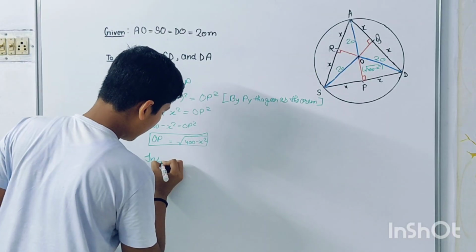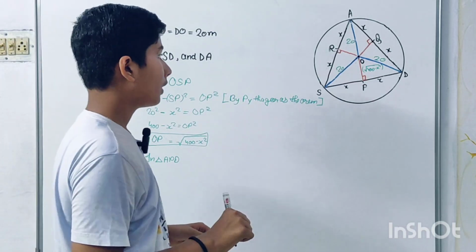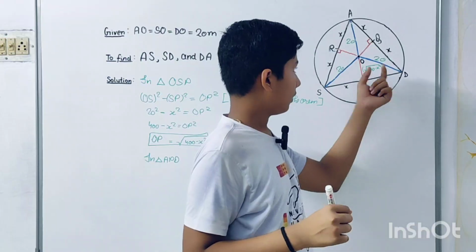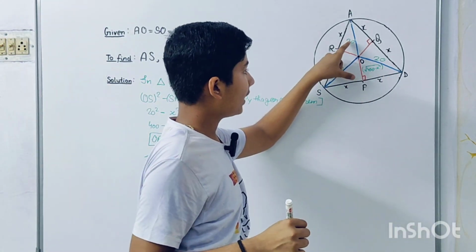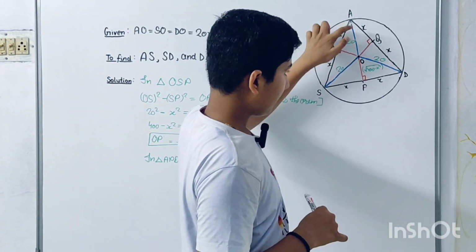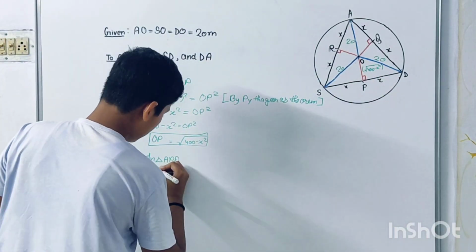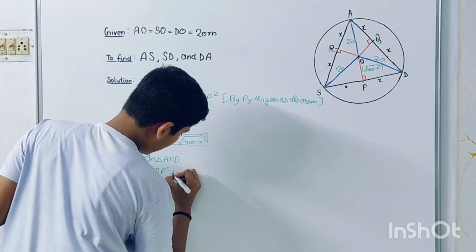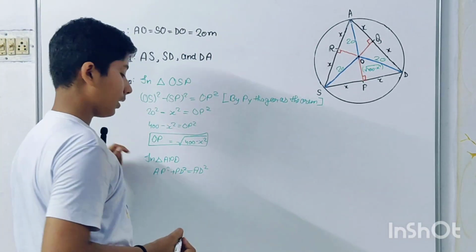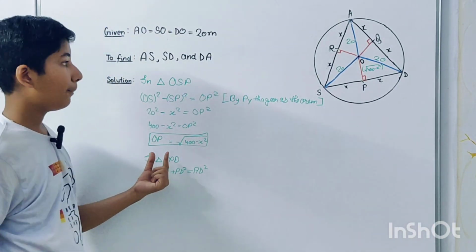in triangle APD, we can say that AP is perpendicular, which means AP square plus PD square equals AD square. Am I right or wrong? Yes, this is correct.